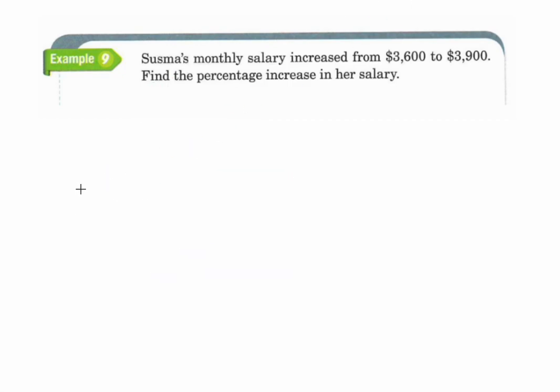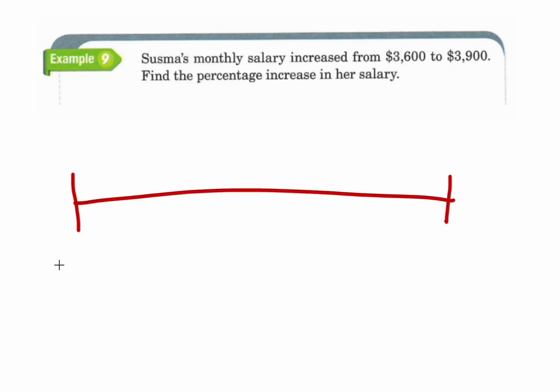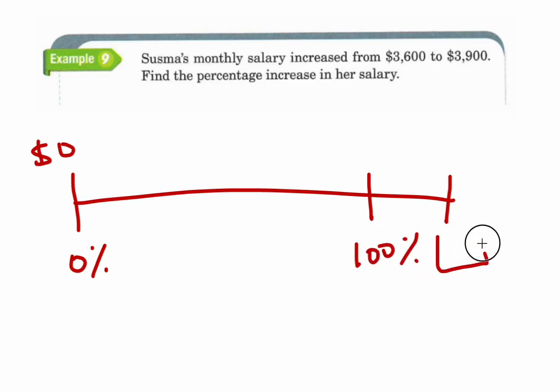If you are using the double number line method, you'll have your percents on the bottom, your dollar amounts on the top. We're going to 100%, but it's a little bit more, right? So we want to find the percent increase. So it's going from 3,600 to 3,900.